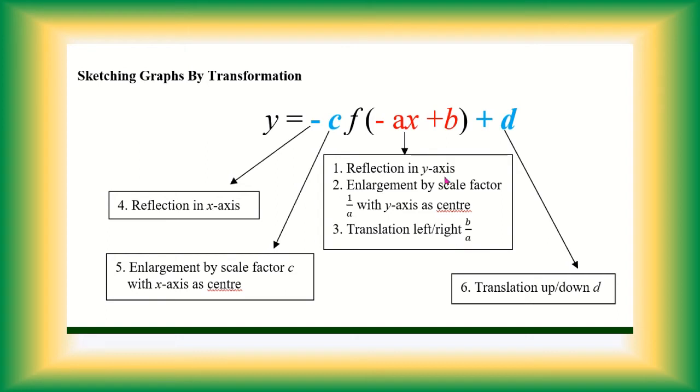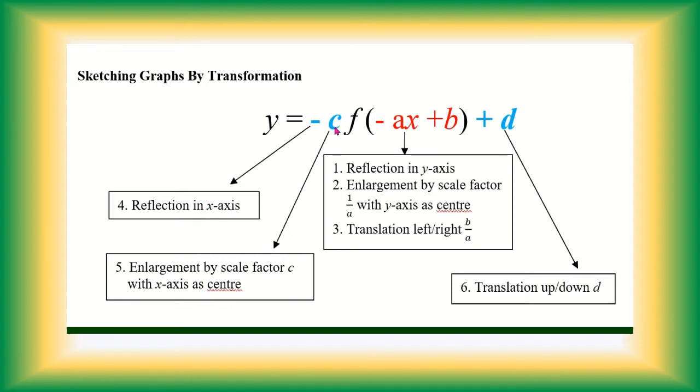After the x-coordinates transformation, we continue to y-coordinates transformation and we start from negative. In case there is a negative in front, it means we need to carry out the reflection. Now the reflection in y-coordinates transformation, we use x-axis as the line of reflection.